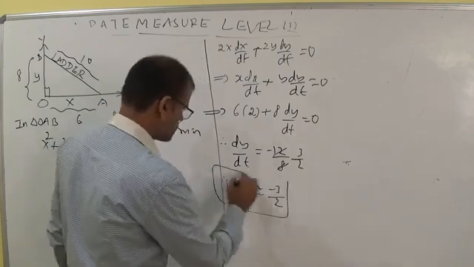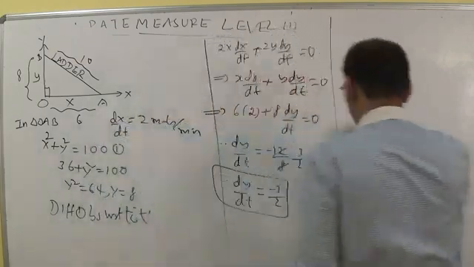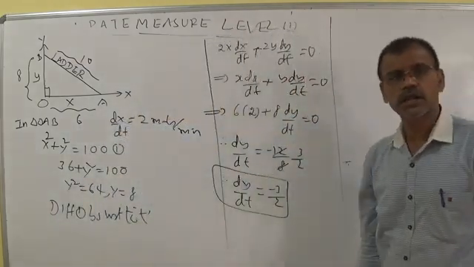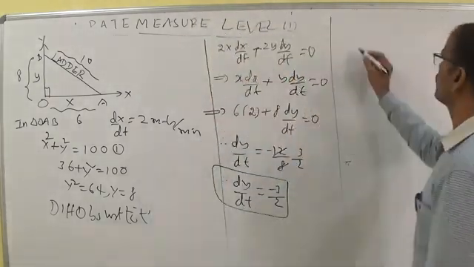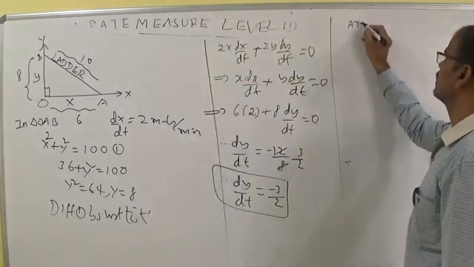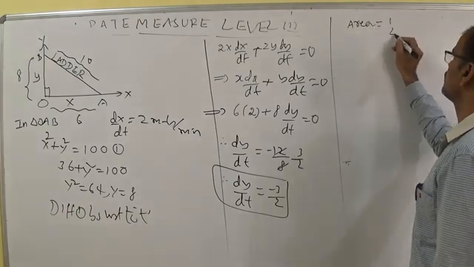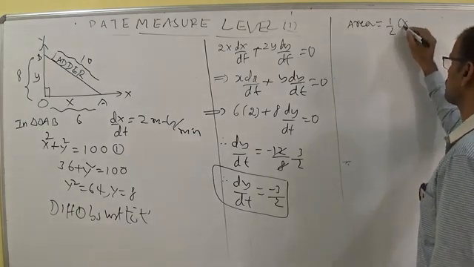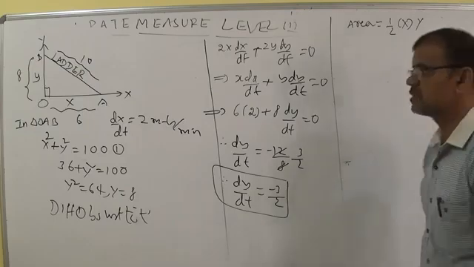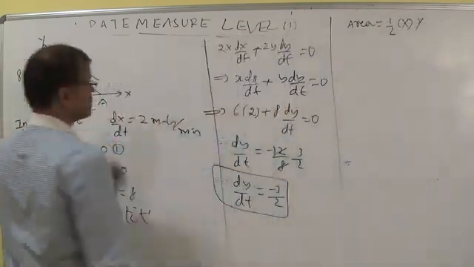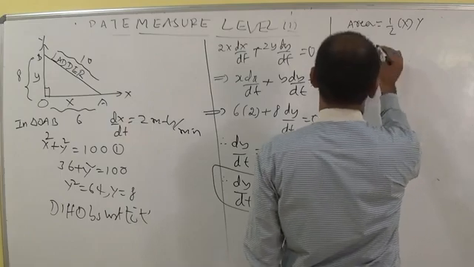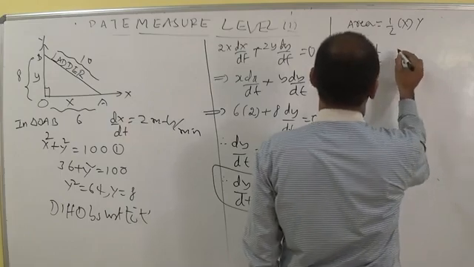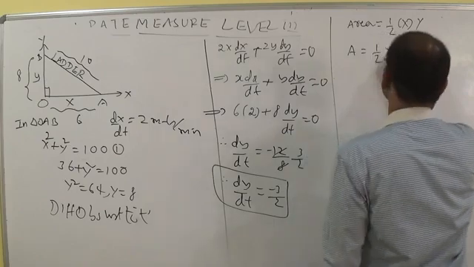Okay, keep it aside, it will be useful because we should calculate the rate of change of area of a right angle triangle. Area of this triangle, you use the formula 1 by 2 into base into height. Here base is x and height is y. In a right angle triangle, area is 1 by 2 into x into y.